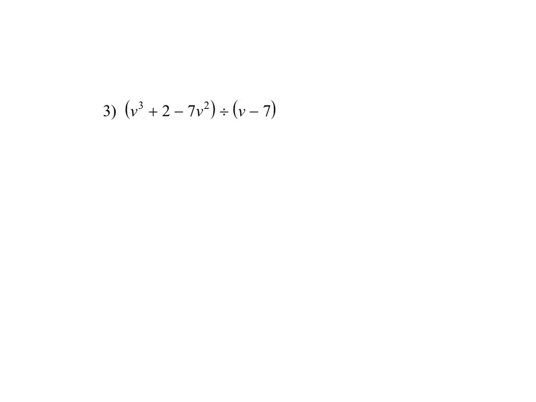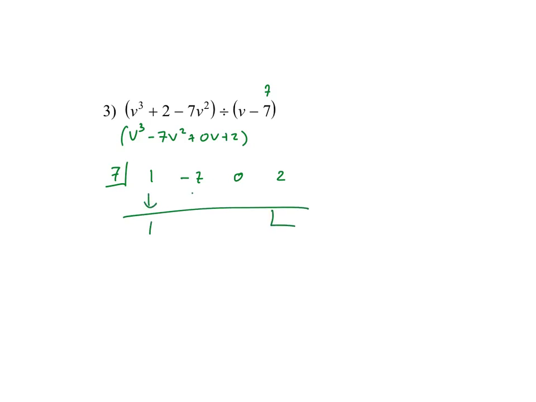The next one. First of all, as you can see, this one is not in standard form, and I'm missing that linear term. My opposite here is +7, so 7, and I'm going to have 1, -7, 0, 2. So again, bringing down the 1. 1 times 7 is 7. -7 plus 7 is 0. 0 times 7 is 0. 0 plus 0 is 0. And 0 times 7 is 0. So 2 plus 0 is 2.